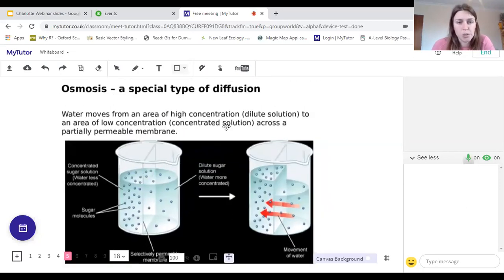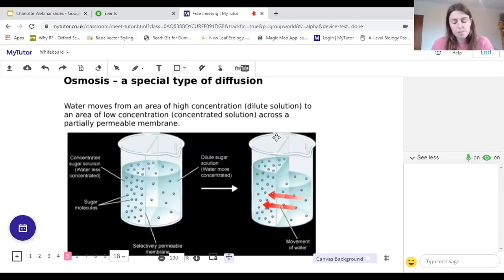So that's osmosis. What we're going to talk about now is more about those different kinds of concentration in solutions and how we describe them, and then we're going to apply that to cells.